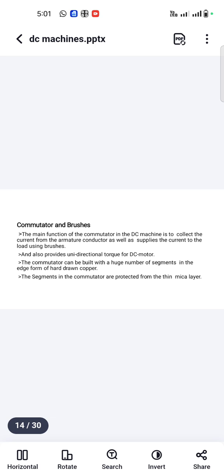One of the parts associated with the commutator is the brushes. These brushes are stationary carbon blocks. Why is carbon used here? Because carbon has good electrical conductivity. That's why these brushes are stationary carbon blocks. So what is the main purpose of this? It will collect or supply the current.